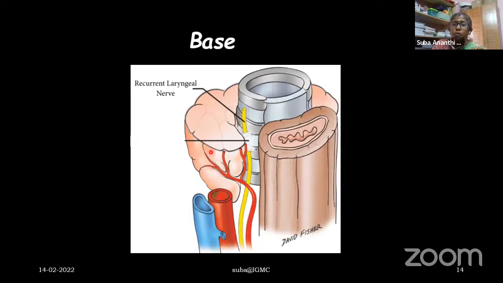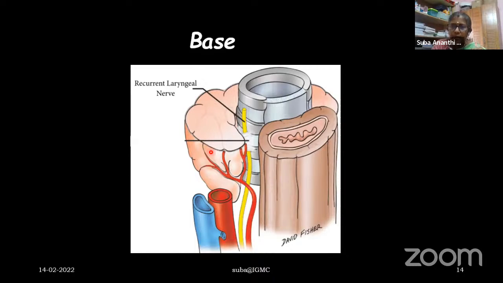This is also a sensory nerve below the vocal cord. So the supraglottic part is supplied by the internal laryngeal nerve, whereas the infraglottic part, that is the area below the glottis, that is below the vocal cord, is supplied by the recurrent laryngeal nerve.